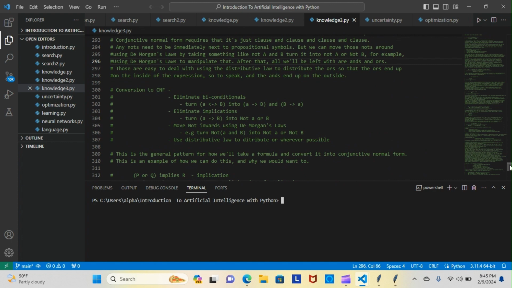Yeah, conjunctive normal forms. If you want to read up more on that information, you can always Google it or follow along with me, and I'll be happy to dive deeper into it with you.